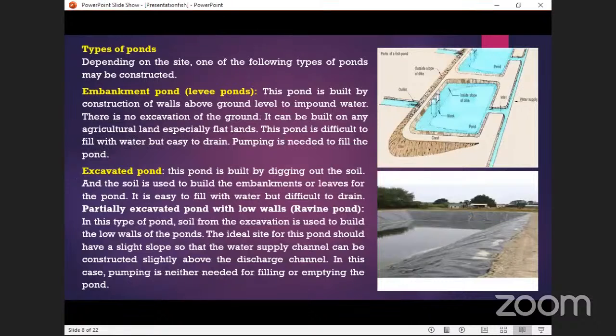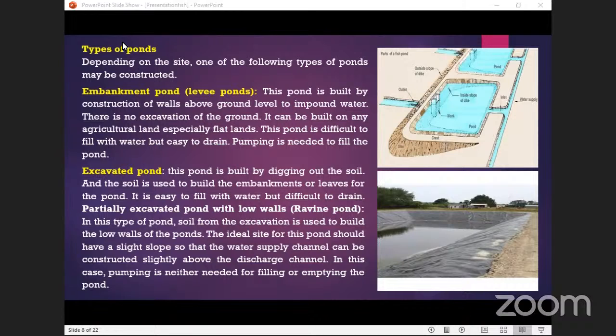Okay, here we have different types of ponds. These ponds depend on the site. One of the following types of ponds may be constructed. The first one, Becky, read for us the first type of pond. Embankment pond, in brackets, levee ponds. This pond is built by construction of walls above ground level to impound water.